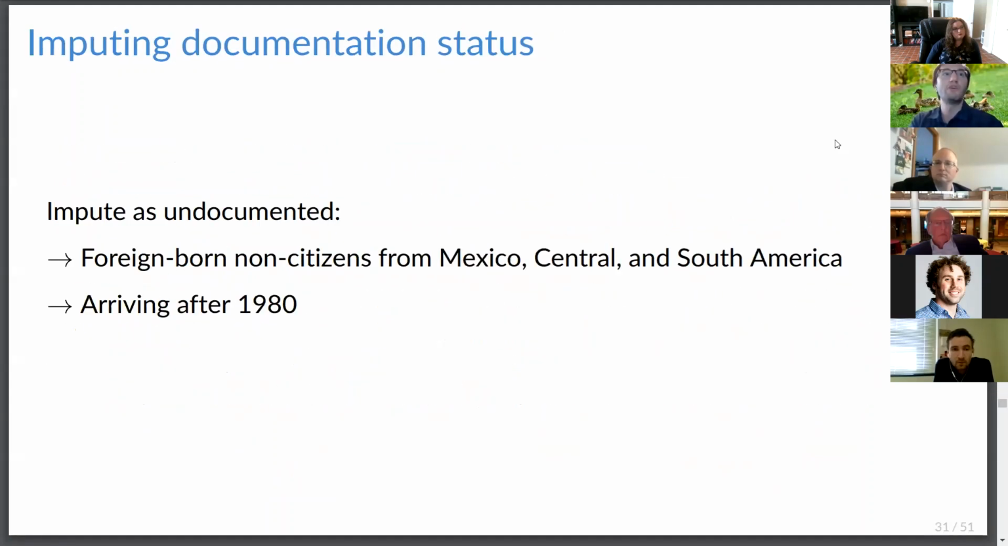Okay, and so imputing documentation status. This is something that I really need to do more robustness on. But as a first pass, I impute as undocumented foreign-born non-citizens from Mexico, Central, and South America who arrive after 1980, right? Because if you arrived before, then you would have received amnesty under the Immigration Reform Act. I also do some robustness to only including Mexican immigrants, but this is an area where I need to do a lot more robustness.